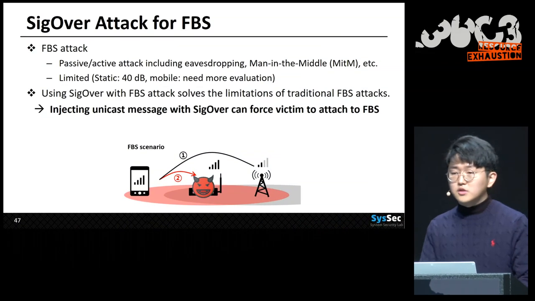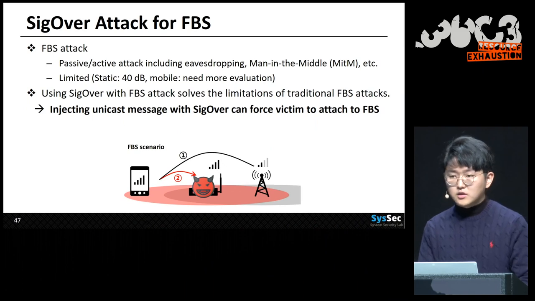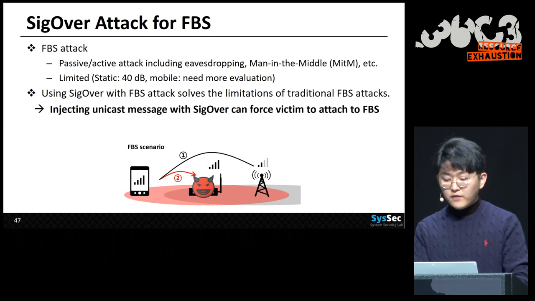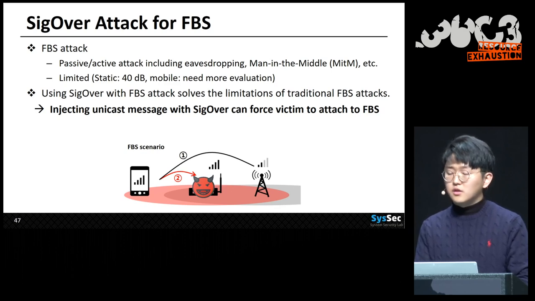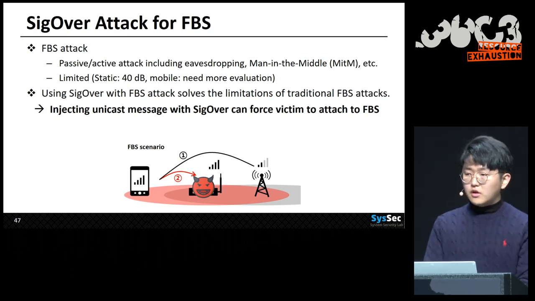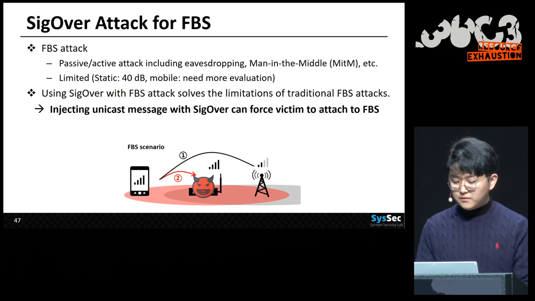Hi again, and thank you, Min-chul. So, as Min-chul said, what else can we do with the unicast SigOver injection attack? When we go back to the fake base station attack, there have been various attacks using a fake base station. As an example of an existing FBS attack, a man-in-the-middle attack can be used for injecting, stealing, or eavesdropping on victims' information. If the fake base station is not an LTE base station, but a 3G or 2G base station, the attacker can cause greater damage to the victim's privacy.